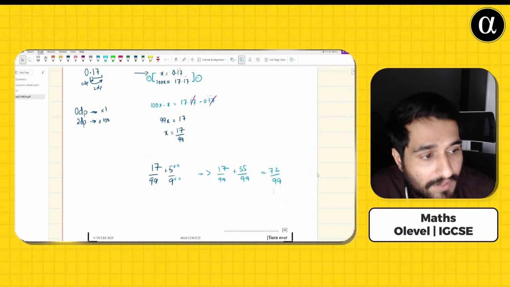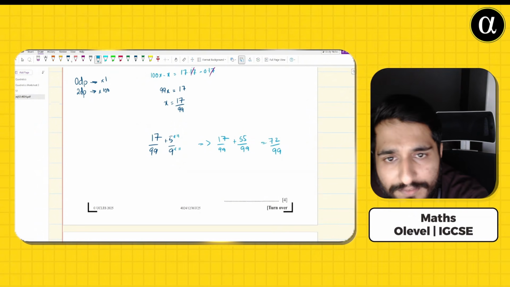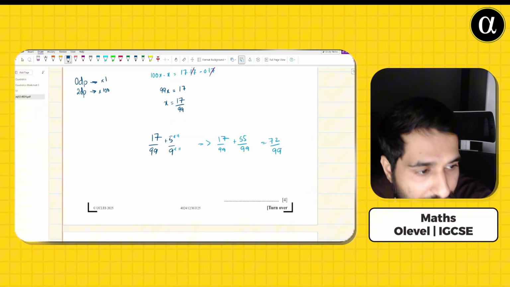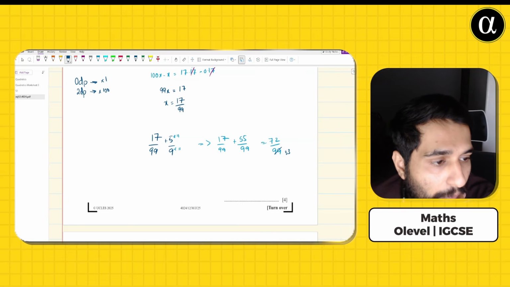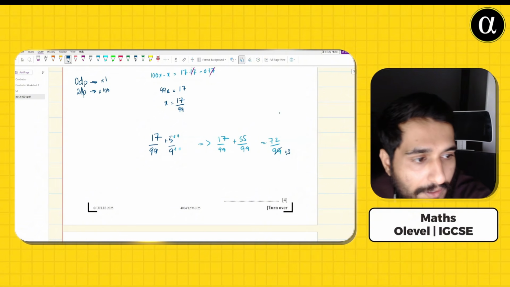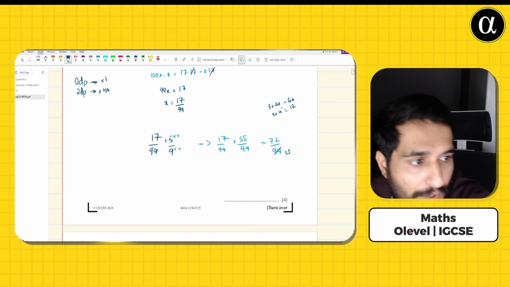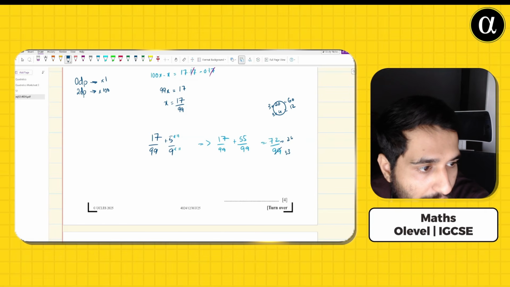We're supposed to take the common factor or simplify this. So how can we simplify this? We can probably simplify this using the table of 3. When we consider the table of 3, what are we going to get? So this is 3 times 24, and the other thing would be 3 times 33. So it's supposed to be 24 over 33.